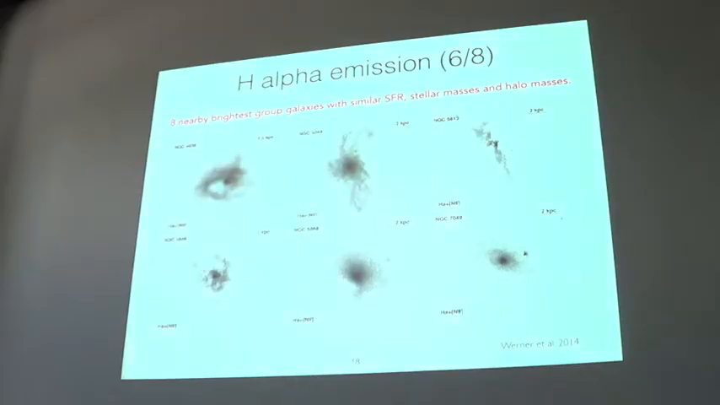And to answer this, we undertook a study of 8 nearby brightest group galaxies. So these 8 galaxies all have similar star formation rates, stellar masses, halo masses. They're very, very similar. In their X-ray properties, they have the same X-ray mass. 6 of the 8 have extended H-alpha emission, and there's the 6 that you see here. So 2 of the 8 have no evidence for any H-alpha emission at all.